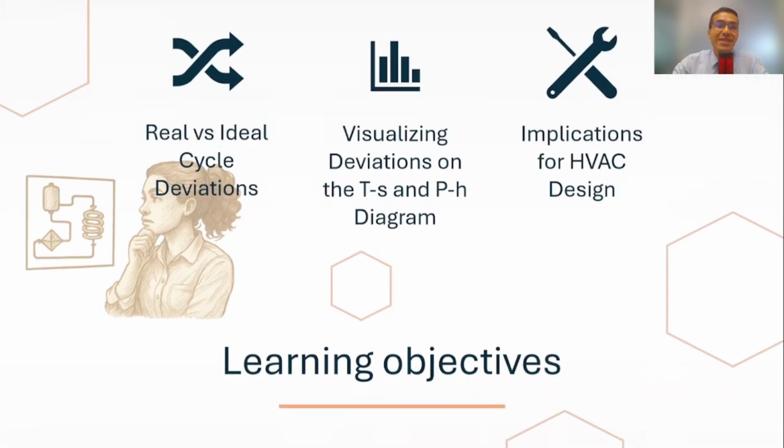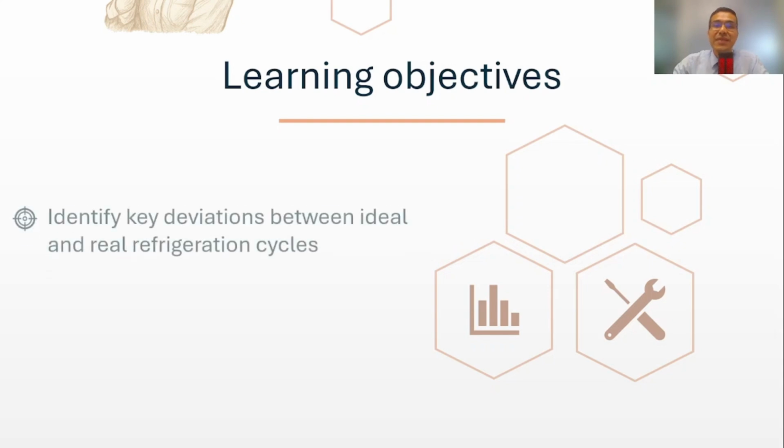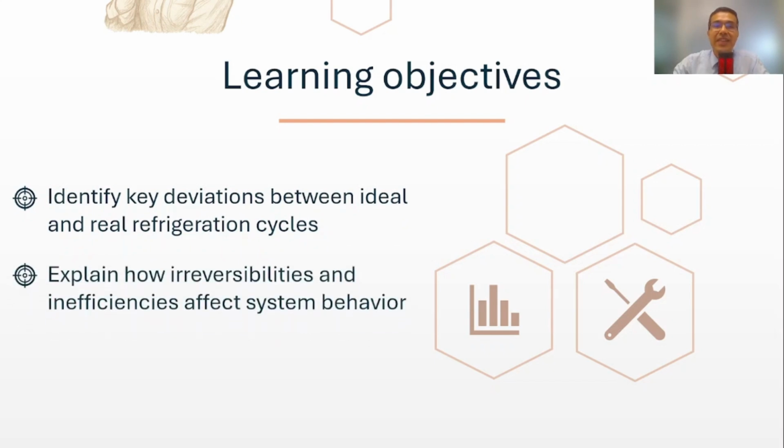Finally, we'll examine the practical consequences for HVAC design, how acknowledging these losses supports smart component choices, accurate modeling, and more efficient systems overall. By the end of the video, you will be able to identify the main differences between the ideal and real vapor compression cycles and explain how factors like pressure drops, non-isentropic compression, and heat exchanger losses affect real-world system performance.